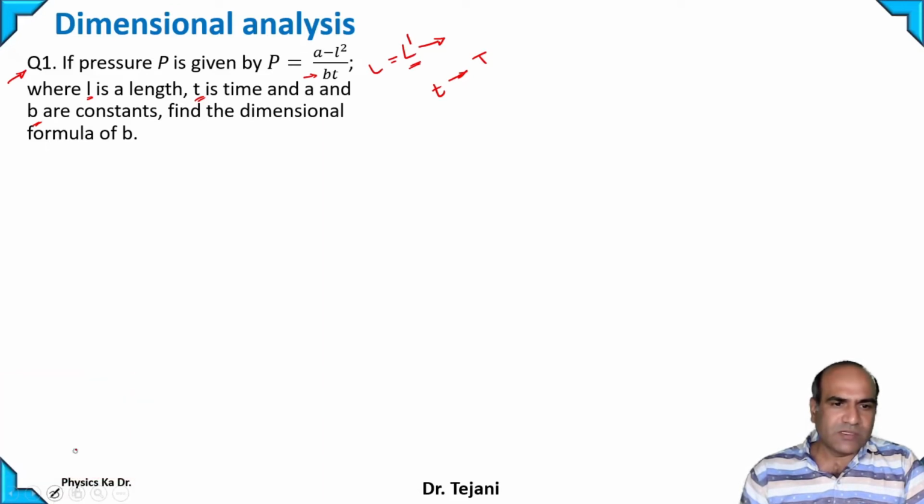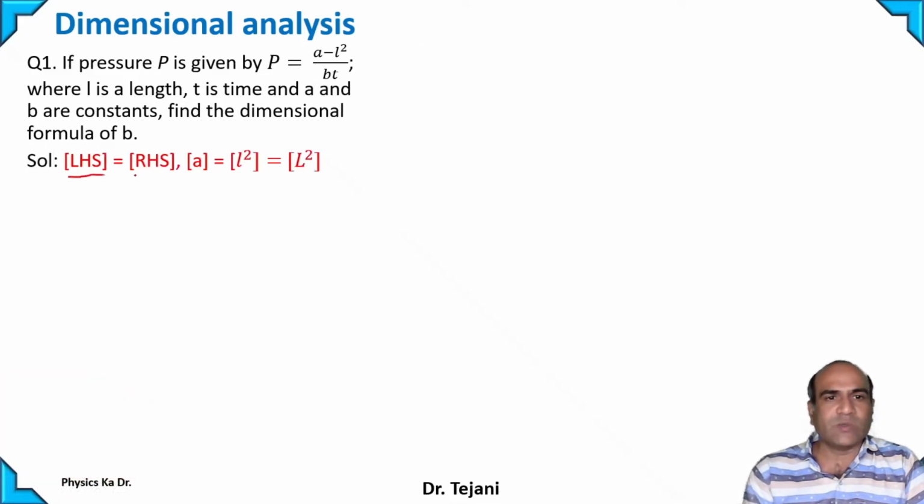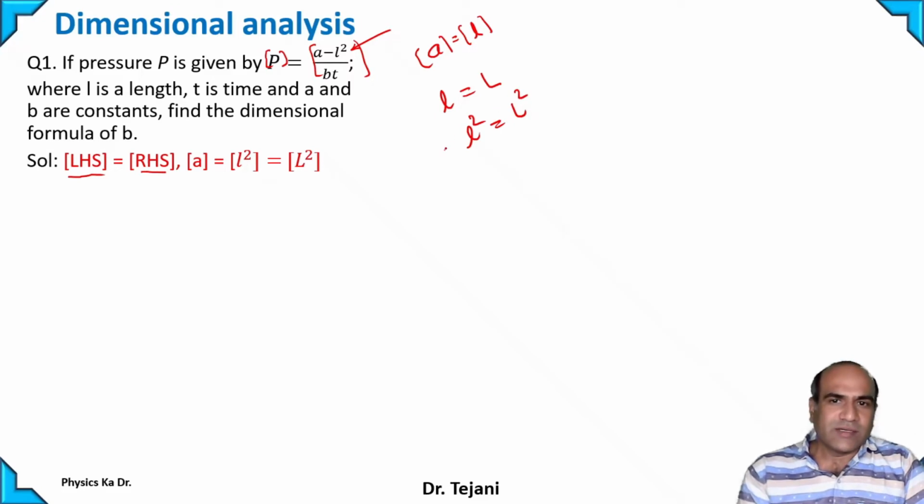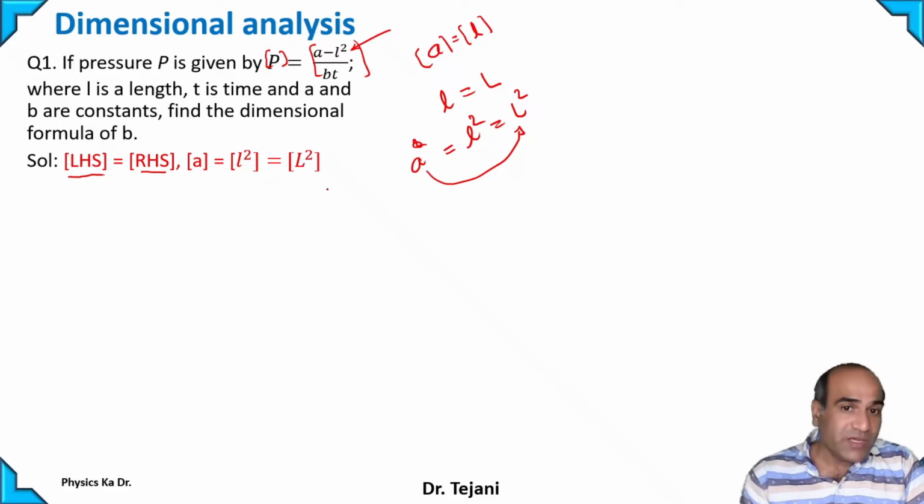Remember the rules. Left hand side dimension must be equal to right hand side dimension. That means dimension of P must be equal to the total dimension of this. For the individual terms, A and L, if there is a connection of plus or minus, that means dimension of A must be equal to dimension of L squared. Do we know dimension of L? Yes, it is L. That means L power 2. So A is equal to L power 2. That means dimension of A becomes L power 2, and we got the answer.